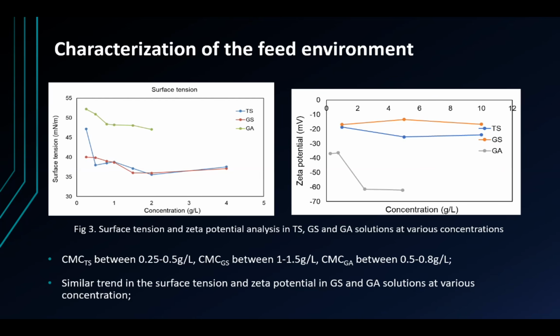CMC is also known as critical micelle concentration. It's an important factor for surfactants as it gives information on the surface tension of the solution at a given concentration. The surface tension of GS and TS were similar above their CMC values. Their zeta potential values were also similar.